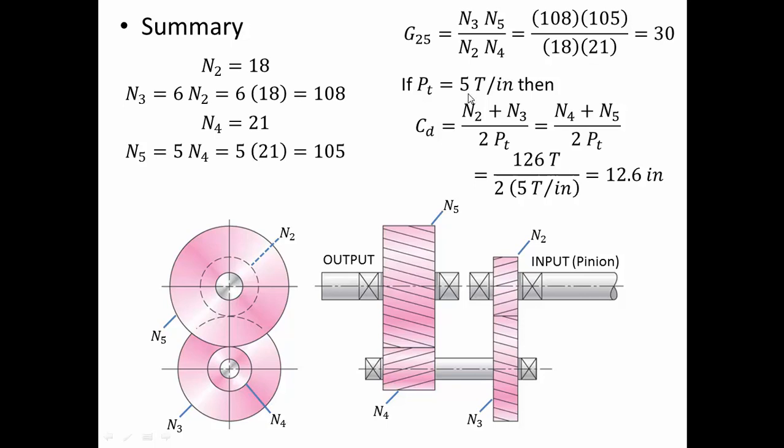And as an example, which I'm going to use in a moment with my transmission, what if my transverse diametral pitch was 5 teeth per inch? I could take the center distance as the sum of the teeth, N2 plus N3, divided by 2 times the transverse diametral pitch. That's the same as N4 plus N5 divided by 2 times PT. So that would be 126 divided by 10 teeth per inch, or 12.6 inches center distance. So these are big gears, aren't they? Wow, we should be able to carry some power. Got some face widths on those.